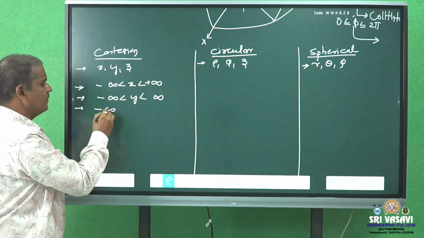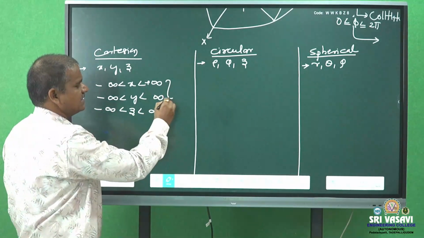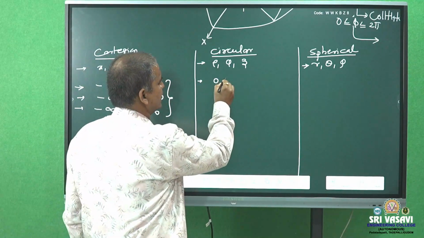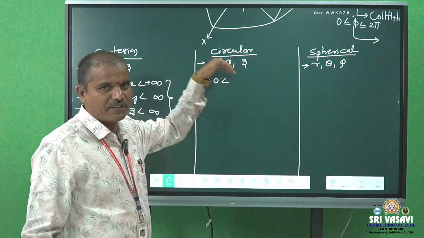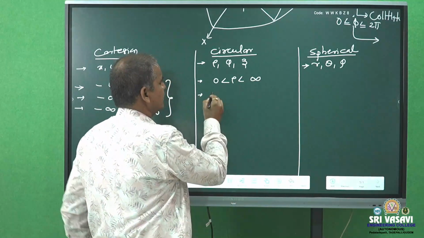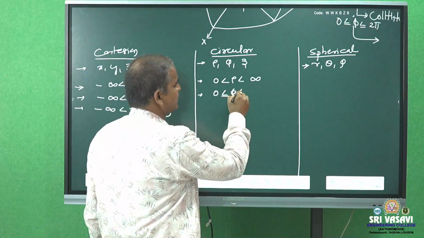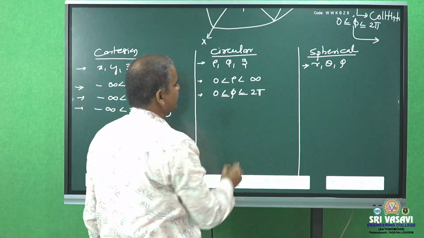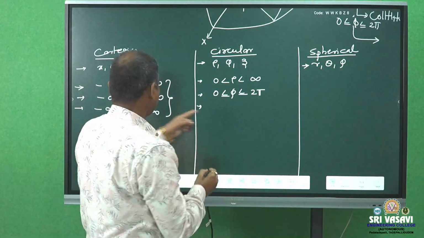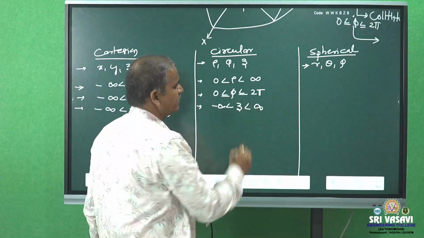Next, minus infinity less than z less than infinity. So this is nothing but ranges. In similar fashion, rho: 0 less than rho less than infinity, because rho starts from 0 towards infinity. Next, phi: 0 less than or equal to phi less than or equal to 2 pi. Phi is the azimuthal angle. Next, z stays the same: minus infinity less than z less than infinity.